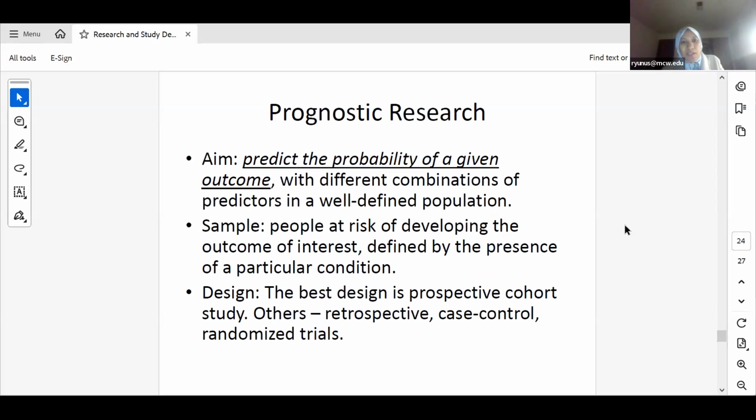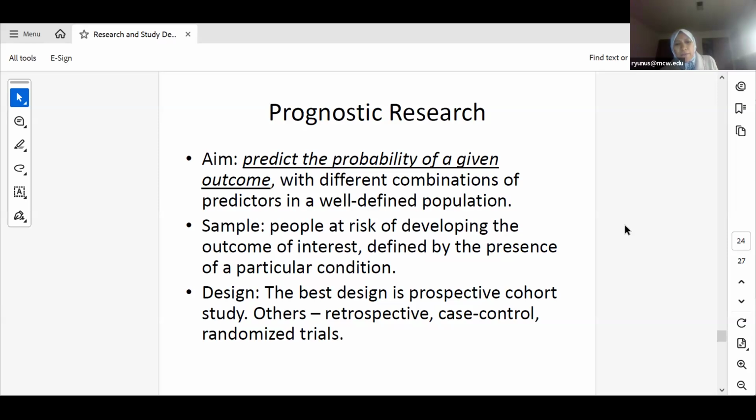And the last category in research design is prognostic research. From the word prognosis, basically what you're doing in this study is trying to predict the probability of a given outcome with the different combinations of predictors that you have in a specific population, okay? So in this study, usually your sample is individuals who are at risk of developing a certain disease.